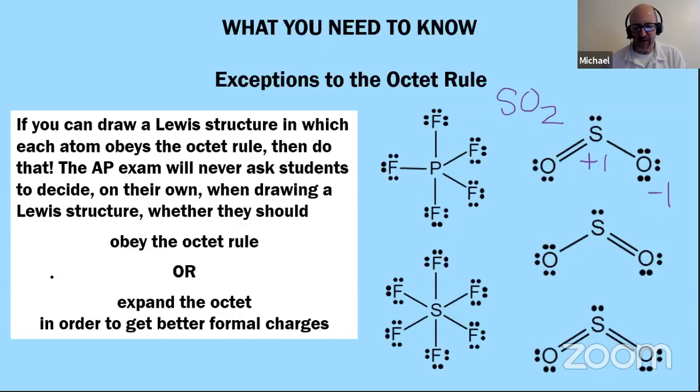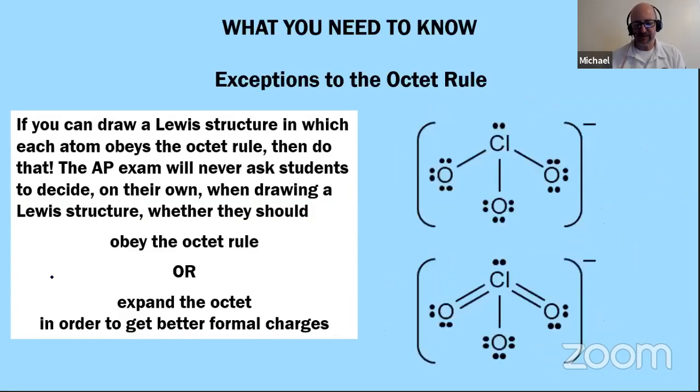So my advice to you is, don't worry on the AP exam about always trying to get better formal charges. If you can draw a Lewis structure in which each atom obeys the octet rule, then do that, unless the question specifically asks you to minimize formal charges. Then that's an option, but do not feel like you have to decide between should I obey the octet rule or not. Octet rule always works.